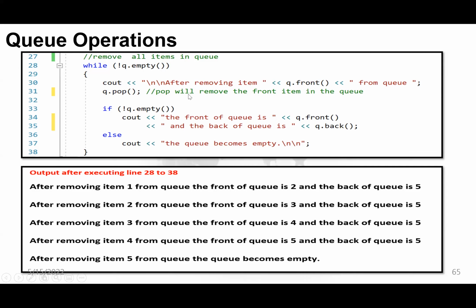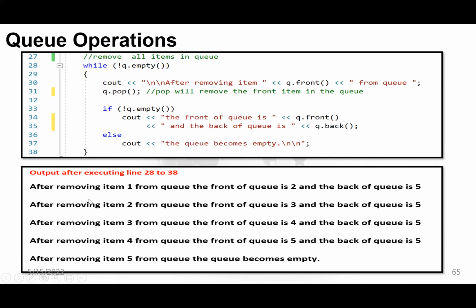And then to remove this first node from your queue, the front one, the function is called pop, just like the stack function, right? But of course, the pop here for queue removes the first item from your queue. So you call pop, and it will remove the front item. Then I will check every time after I pop: if the queue becomes empty, I will print that the queue becomes empty. If not, I will print what is the front and the back of the queue after I remove one of the items. So let's look at the output.